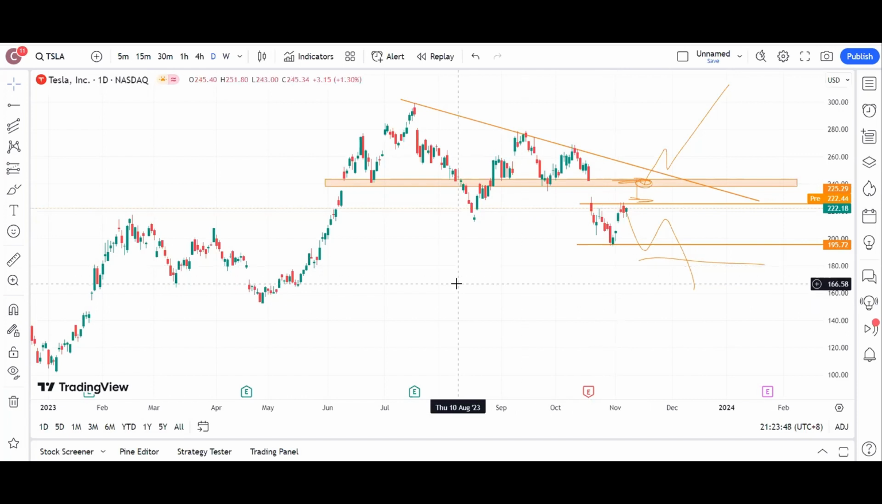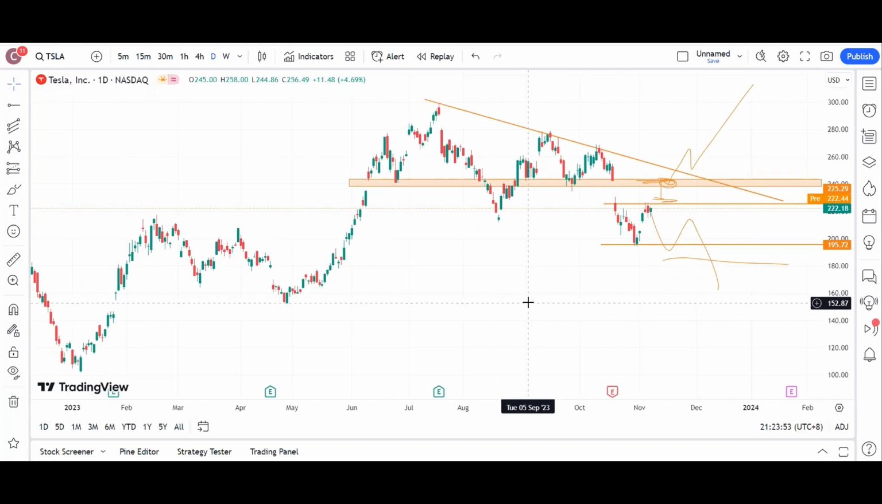Okay, so I know I said a lot for this Tesla. By right, each chart I'm only given like 1-2 minutes to draw finish. But I think I shared quite a bit on this.